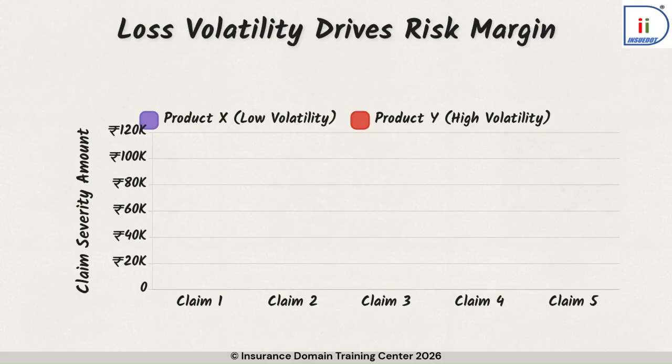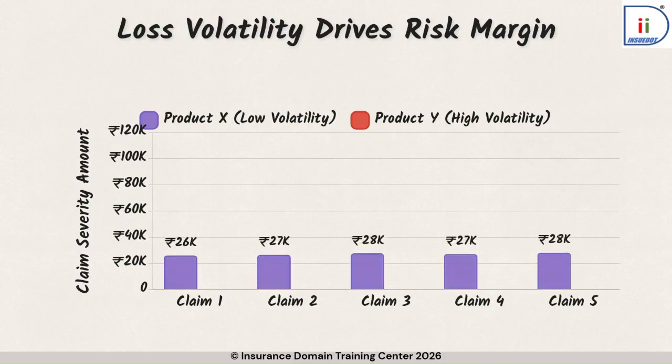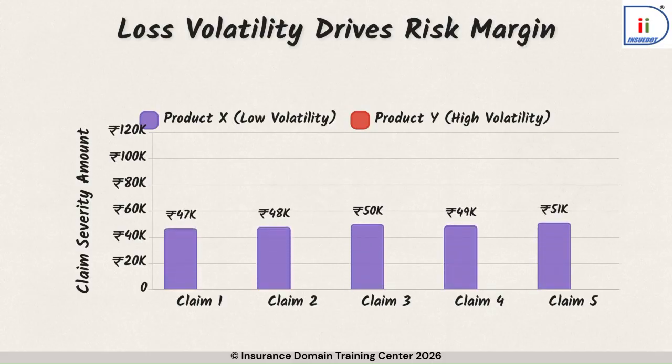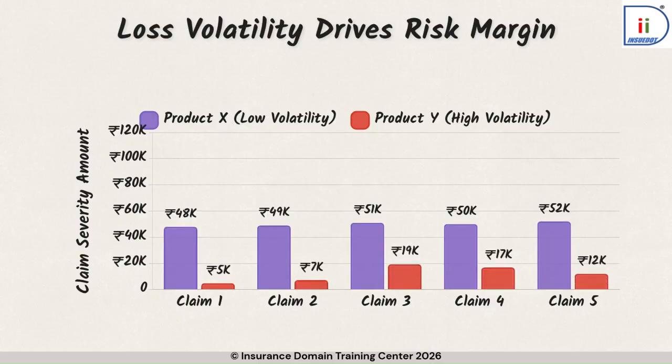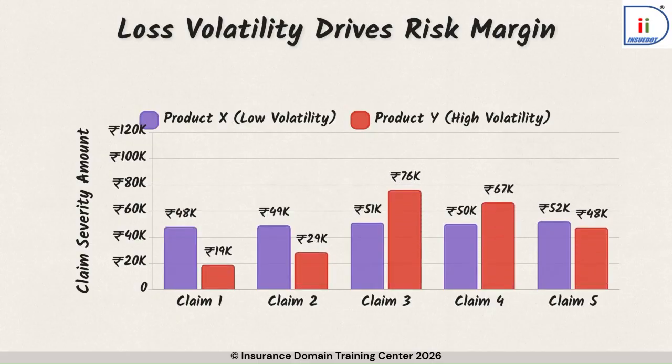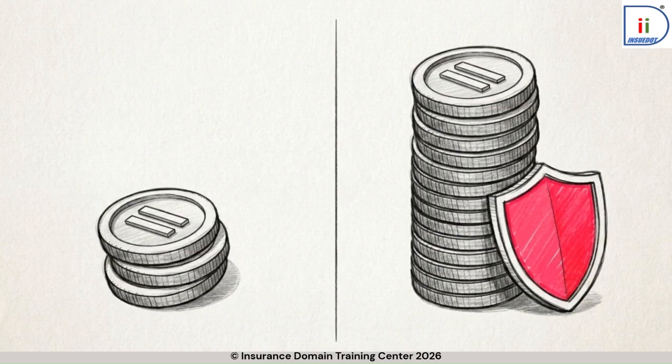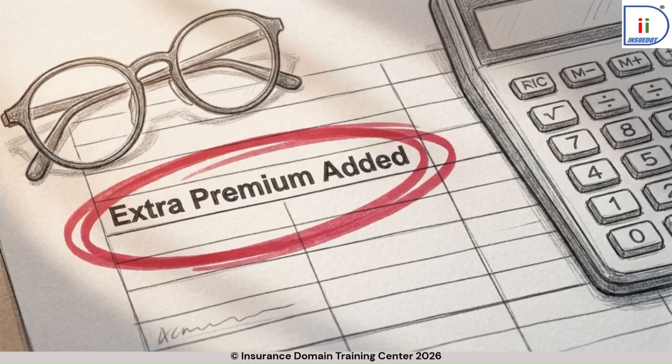Both of these products have the same average severity of 50,000 rupees, but for product X, the claims stay very close to that average. For product Y, the claims are all over the place, swinging from 20,000 to 80,000 rupees. Because product Y is so volatile and unpredictable, insurers have to add an extra financial margin to the premium. This protects them from being caught off guard by a series of unexpectedly large losses.